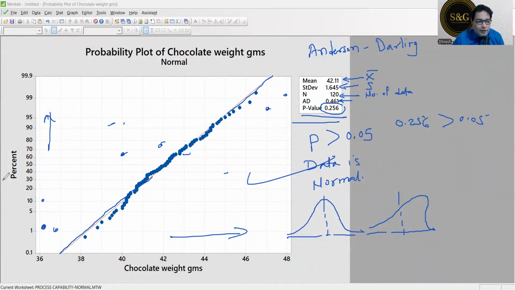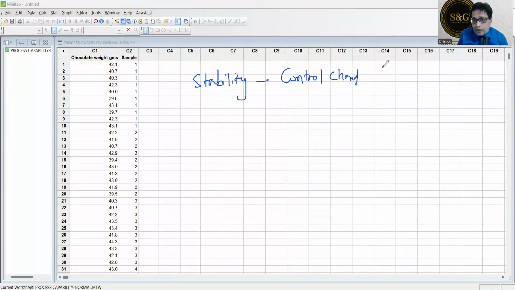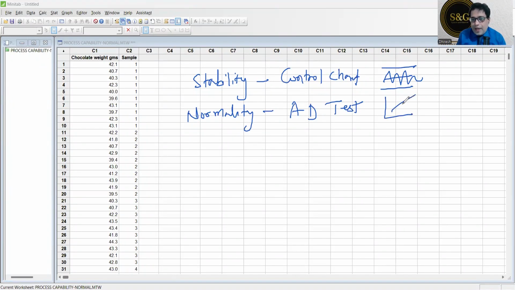So what we have done here, for both these data sets, I'll go back to the data now. First, we checked stability with the control chart. This is the control chart we have seen, correct? And then we did normality with the Anderson-Darling normality test, right? It looks like this, and the p-value is greater than 0.05. Everybody done? Now we are ready for capability analysis.